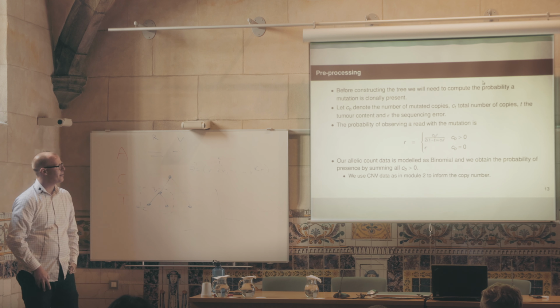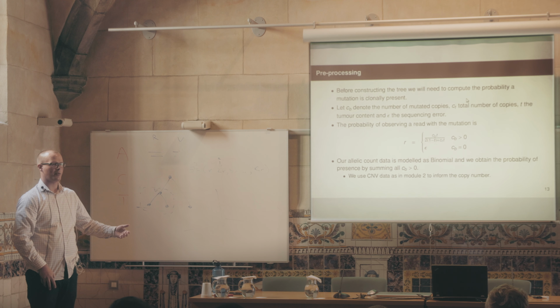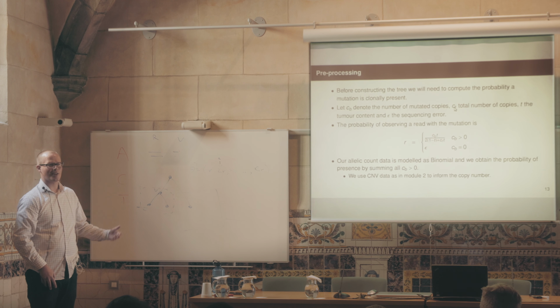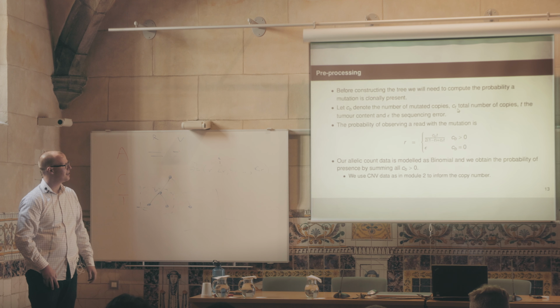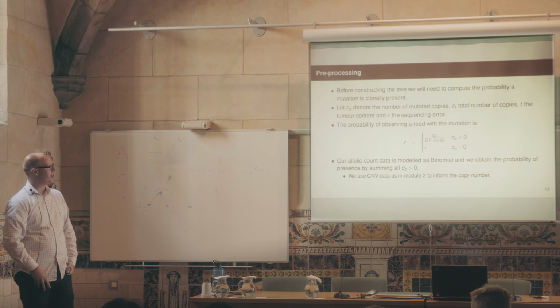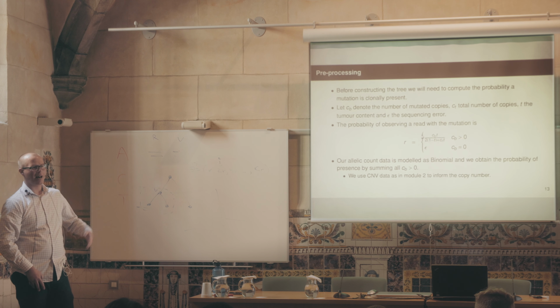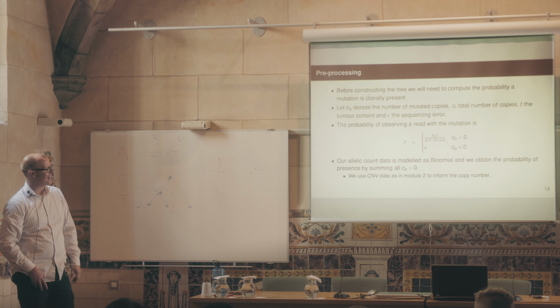So we're going to have a pre-processing step here where we compute this probability of clonal presence. The notation's a little bit different, but this shouldn't shock you. This is just the exact same rationale we used in Module 2. We're going to introduce the number of copies that are mutated at a position, the total number of copies, and the tumor content and the sequence error. And then we're going to have this probability of having a read with a mutation. This should look familiar. And it's going to look like this.